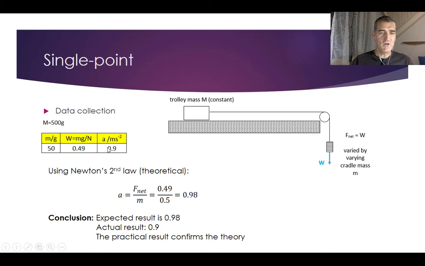So what Marcus could have done here is to work out the theoretical acceleration by taking the net force divided by the mass, which is the known mass of 0.5, to get 0.98, and compare it with the practical one of 0.9. Marcus could conclude that it's fairly close, given we've only taken one result, and therefore the practical result confirms the theory. We'll see later this is actually not true.